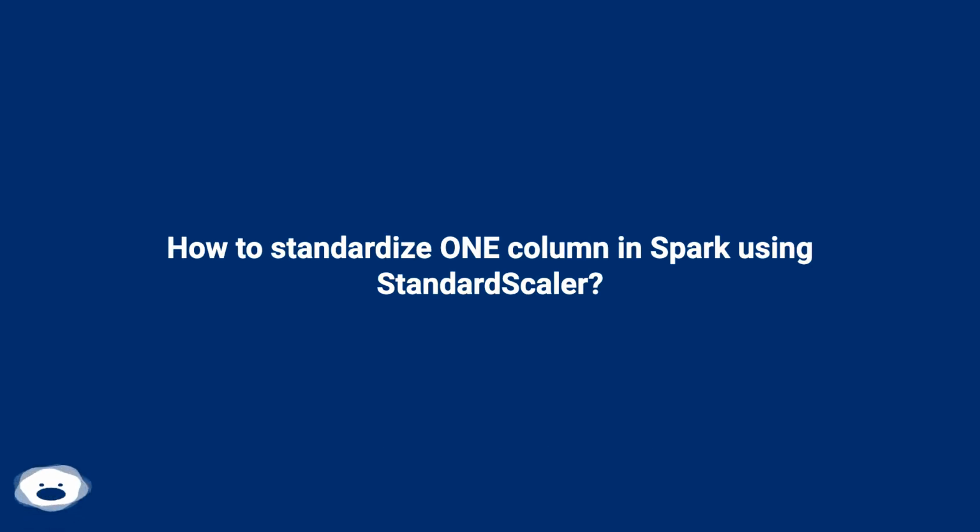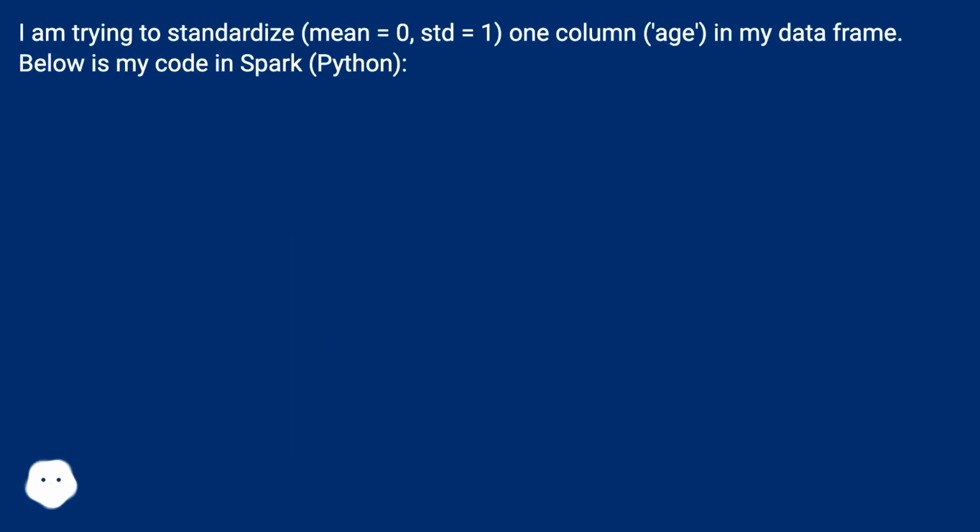How to standardize one column in Spark using StandardScaler. I am trying to standardize (mean equals 0, std equals 1) the column age in my data frame. Below is my code in Spark, Python.